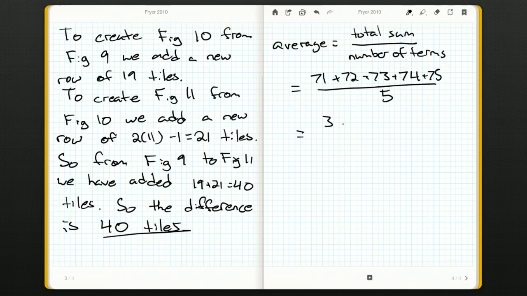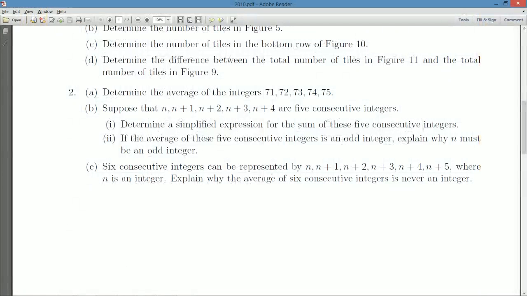So on the top, we get 365. We divide that by 5. And when you know it, that happens to be the middle number, which is 73. So we get an average of 73, and that's part A. Fairly simple, just recalling the concept of averages.